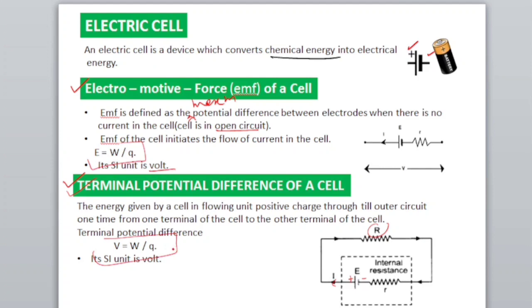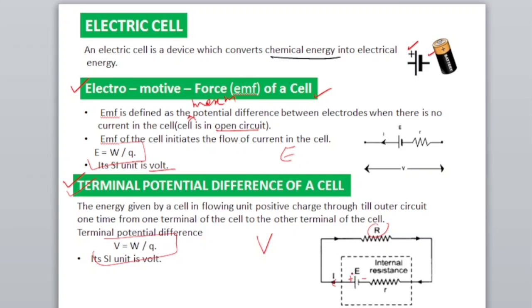This V is when the circuit is closed through the external circuit. At any time, the potential difference between the terminals of the cell is V. And when the circuit is open, when no current is flowing, at that time the maximum potential difference between the terminals of the cell is called the EMF of the cell. Right? The EMF of the cell is E, and the terminal potential difference is represented by V.